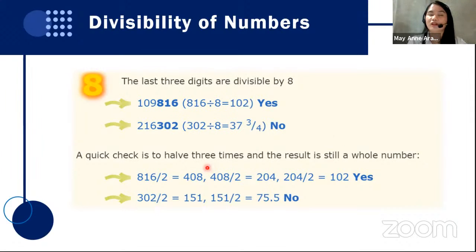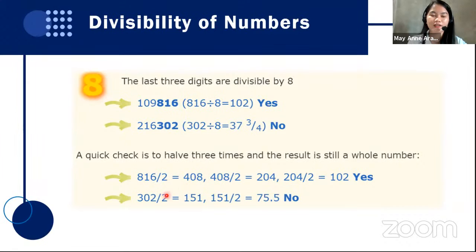And same dun sa divisibility rule of 4, so dun we divide by 2 two times. And here naman for 8, we divide by 2 three times. And if the result is a whole number, then that number is divisible by 8. For example, we have 816 divided by 2, 408. Then divide again by 2, we have 204. And 204 divided by 2 is still a whole number. Therefore, 816 is divisible by 8.